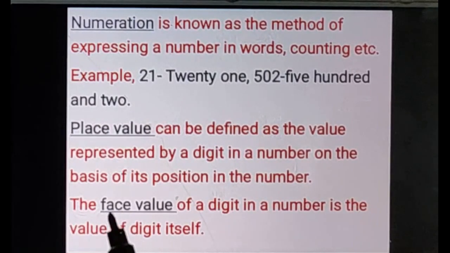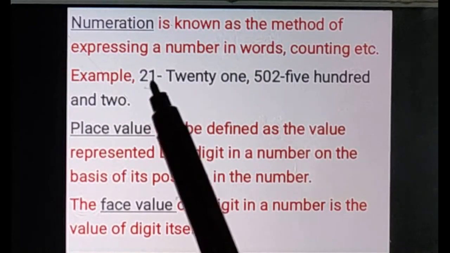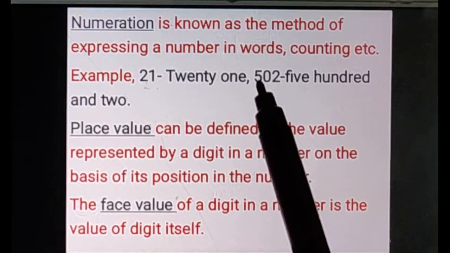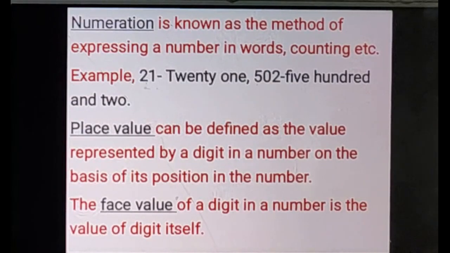Now the next concept we have is face value. The face value of a digit in a number is the value of the digit itself. It's not like place value. We will not see the position. We will just write the value of the digit itself. Suppose 21, what is the face value of 2 in case of 21? We will write 2. What is the face value of 5 in 502? 5. That is the case.